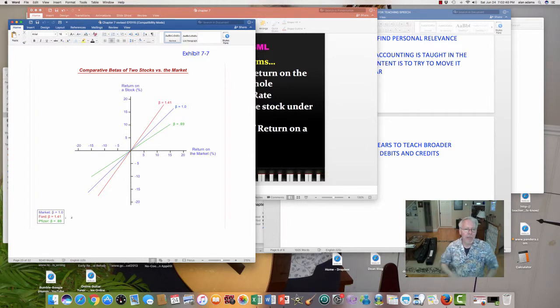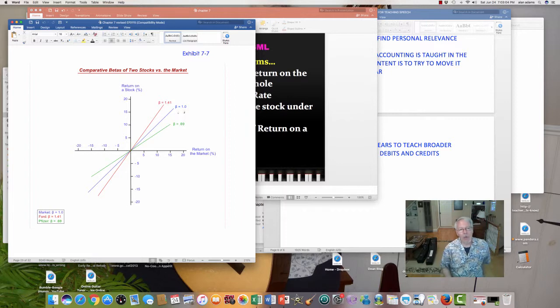Okay, now, let's look at a beta of exactly 1 that's noted on this graph by a blue line. So that means if the market's return goes up 10% on the x-axis, then on the y-axis your stock will follow, it will go up 10% as well. So that blue line has a perfect 45-degree angle on this graph.